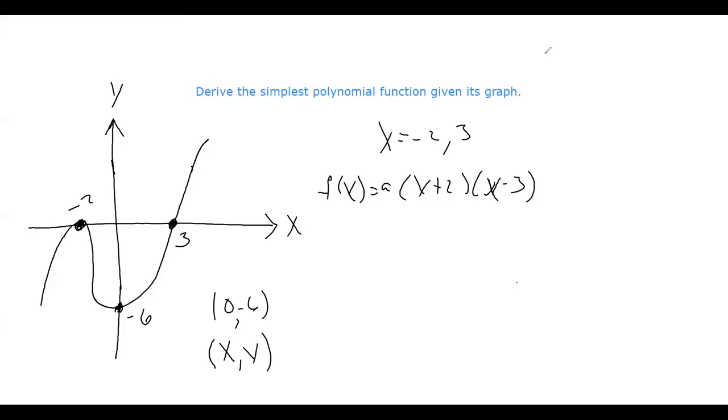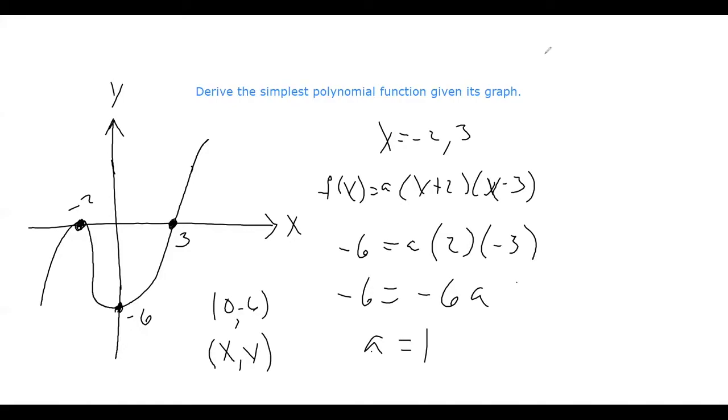So f of x is another way of just saying y, so we can plug in -6 for that. And now a is still what we're solving for. We don't know what that is. And now we get to plug in 0 for all the x's. So 0 plus 2 is going to be 2 still. And then 0 minus 3 is just -3. So now we've got this, -6. We can just solve for a. Oh, I didn't mean for that to happen, but turns out a equals 1. So I guess we can just plug in 1 for a.